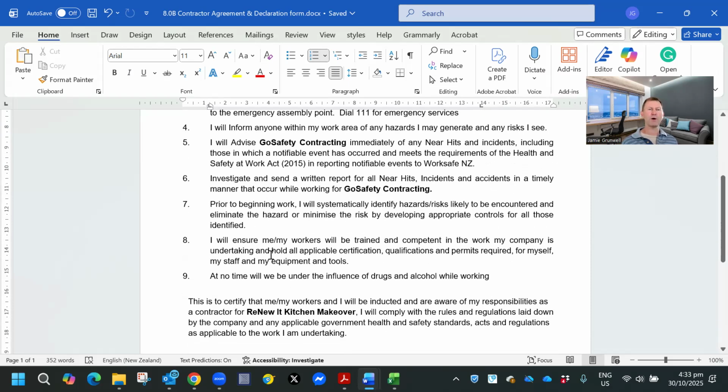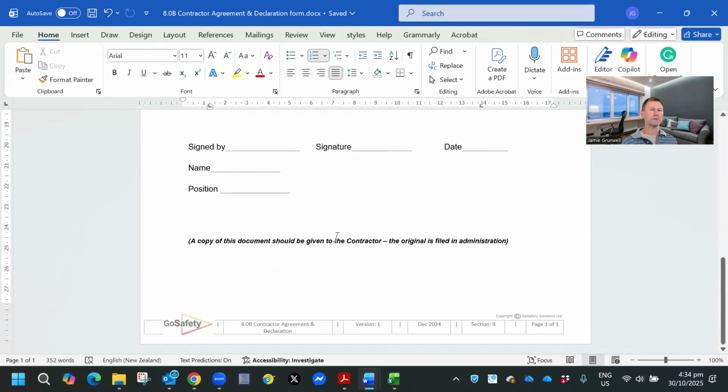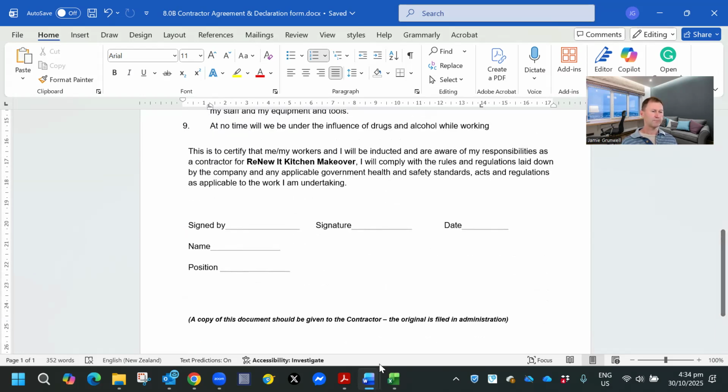One of the things they're going to abide by is if they have an incident or a near hit, they're going to tell us about it, and they're going to inform us and send the paperwork. If they have a serious incident, they're going to tell us ASAP, so we can also contact WorkSafe. Okay, so that's pretty straightforward. They sign it, date it, and send it back.